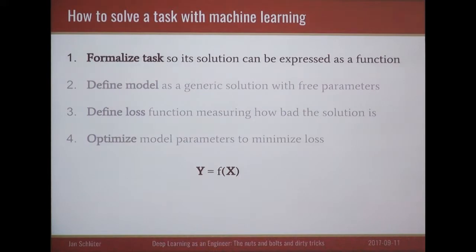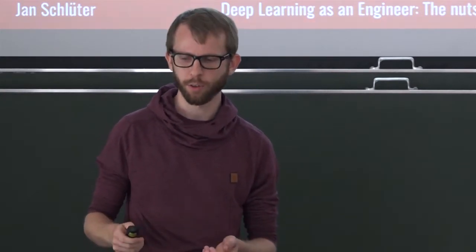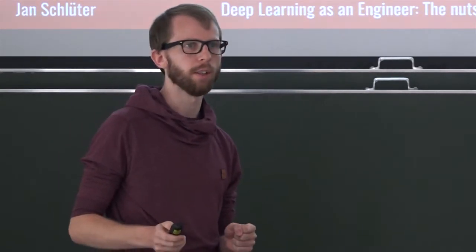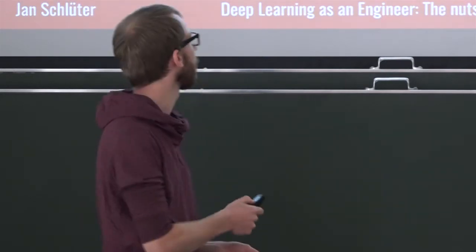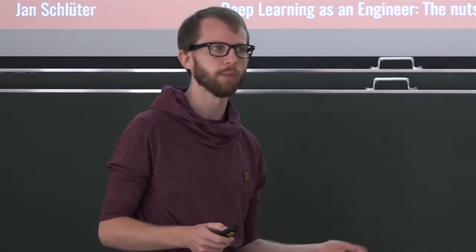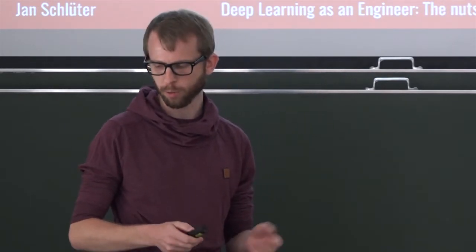So as you see, there's a lot of tasks that we can formalize in the way that the solution is some mapping from one tensor to another tensor. And this is actually a prerequisite for solving these tasks with the computer in the first place. Now we assume that we are either unable or unwilling to specify this function fully by hand, and instead we define the function so that it has some free parameters. So it's a generic function that has some free parameters that can be adapted to get what we want.